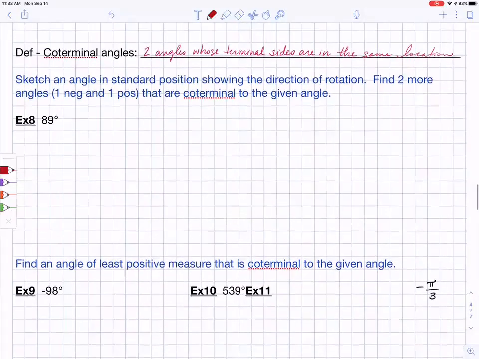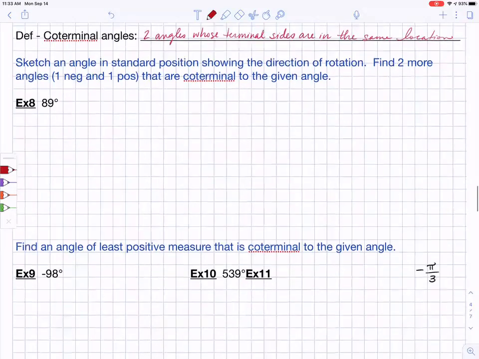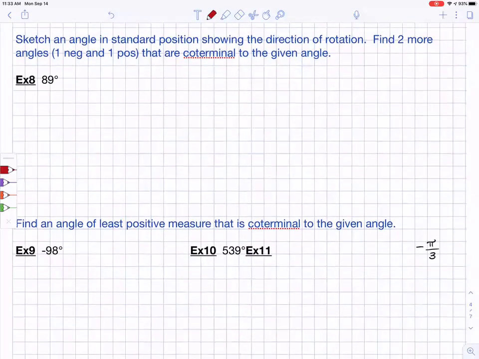Okay. Coterminal angles, two angles that land in the same spot. That's basically what the deal is here. So let's look at number 8. Question number 8. Sketch an angle in standard position. Okay, this goes all the way back to the very beginning of the first video. First page of notes. What is an angle in standard position? What does that mean?